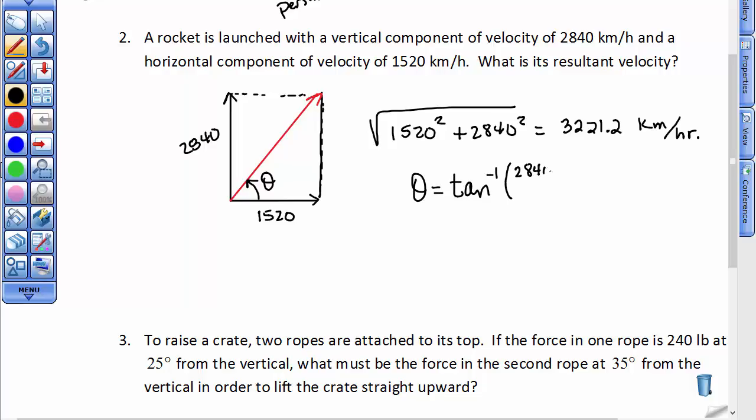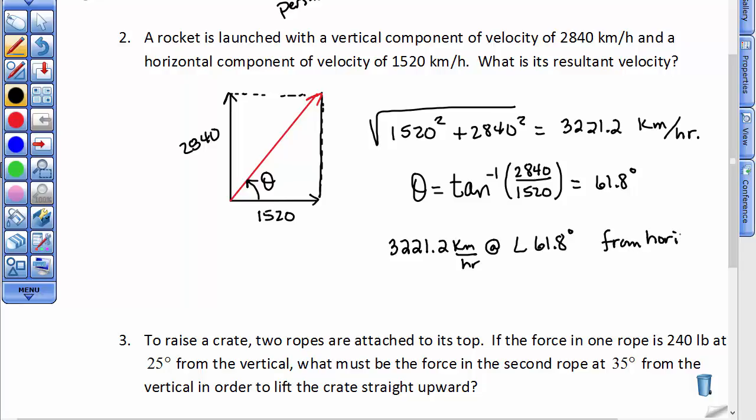The side opposite that angle is the 2840, and the side adjacent is the 1520, and when you do that you get 61.8 degrees. So when I report this answer, I'll say that the resultant is 3221.2 kilometers per hour at an angle of 61.8 degrees, but I have to say from the horizontal. I have to say with respect to what? And so this 61.8 degrees is with respect to this horizontal.